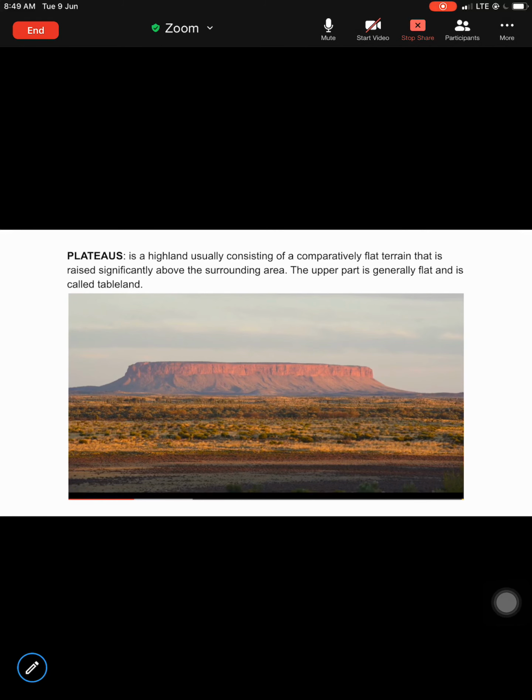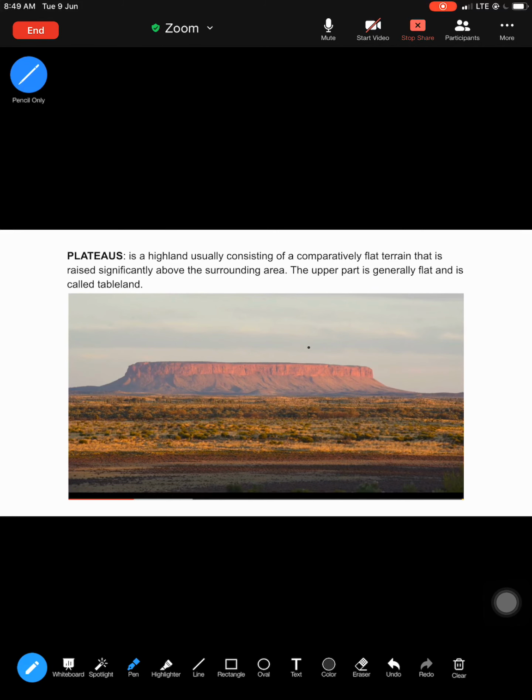Now, what are plateaus? Plateaus are basically a highland, all right, which is comparatively flat terrain, where the top portion is flat and is raised significantly above the surrounding area. Now, if you have a look at the picture here, this is the surrounding area, how it rises abruptly, significantly from the surrounding area and forms a flat portion at the top. This is known as a plateau.